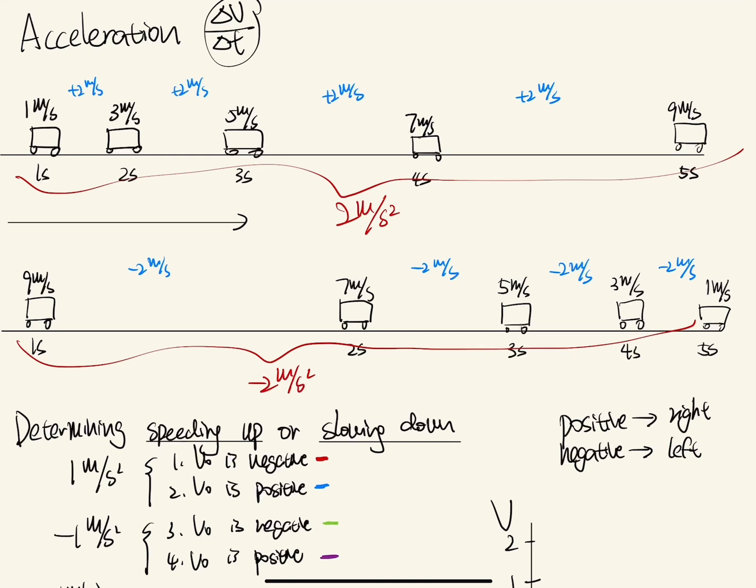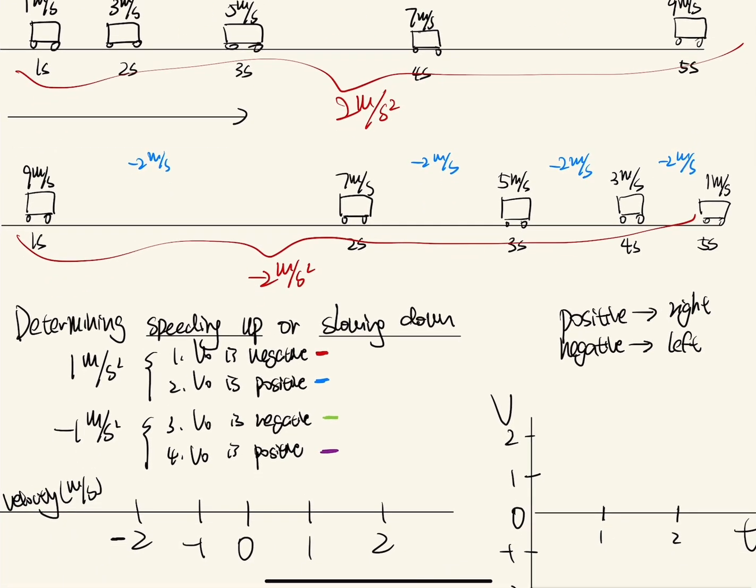Now, the most common misconception here is when deciding whether an object is speeding up or slowing down when experiencing an acceleration. Let's consider 4 scenarios. I separate them into 2 groups. One is when the acceleration is positive 1 meter per second squared, and the other one is negative 1 meter per second squared. Let's consider this example here first.